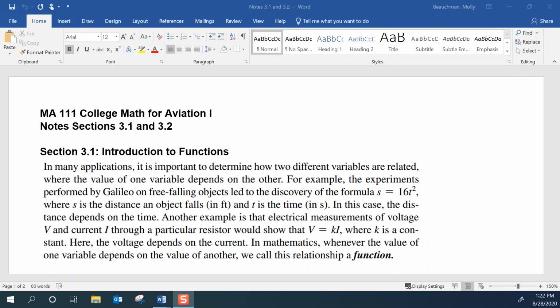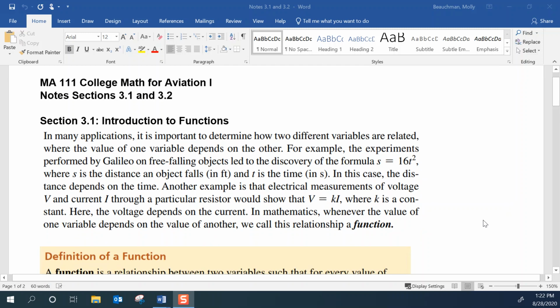In this video, we're going to take a look at notes for section 3.1 and 3.2. 3.1 is an introduction to functions, and then 3.2 is more about functions, which is domain and range. So the first section, an introduction to functions, just talks about what a function is, the definition. So I want to give you a minute to read the introduction.